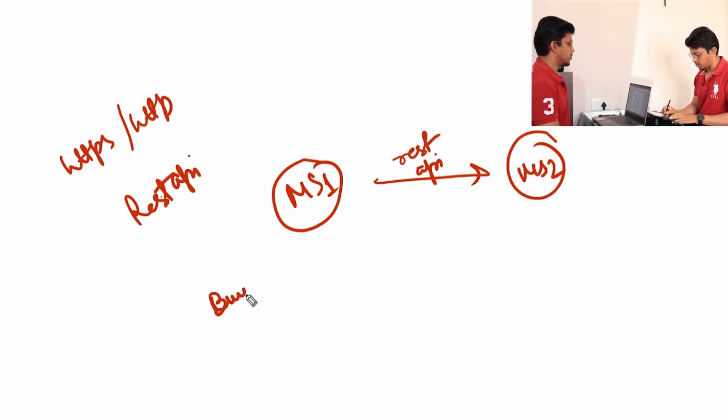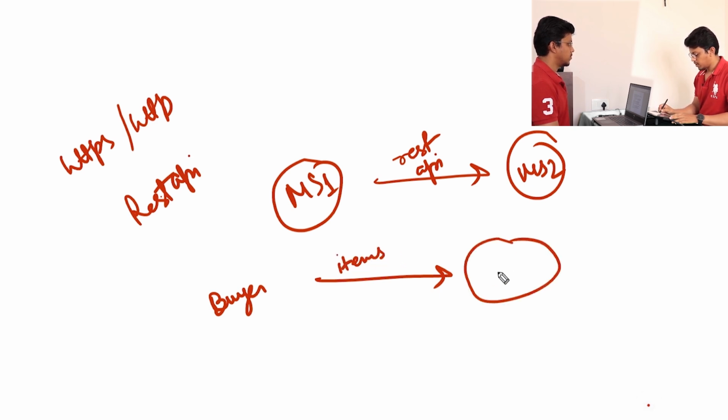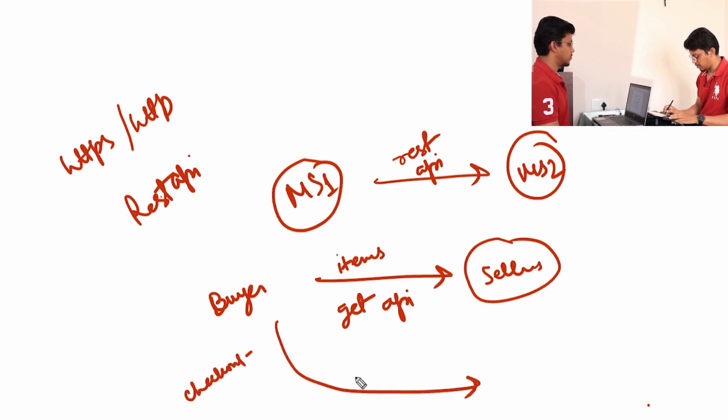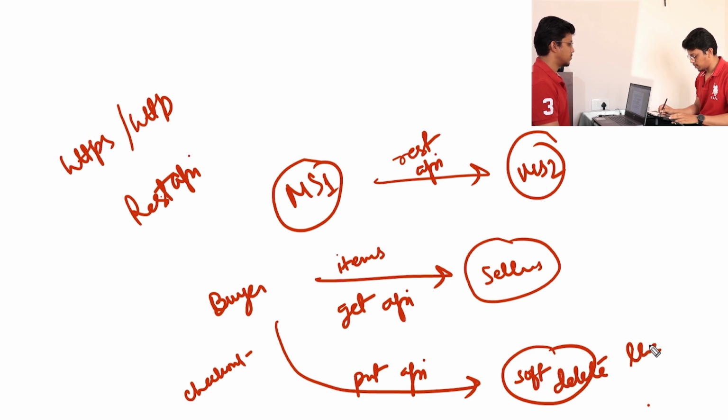So what happens is, suppose a buyer wants to get information on whether the items are available or not. He can check from the seller side, and using a GET API he can get it. But once he has brought it, added it to the cart and checked out, then the buyer can call a PUT API to remove, or soft delete, the item.